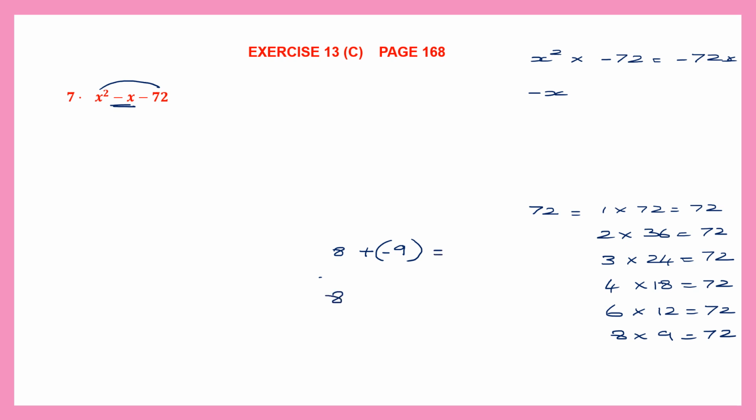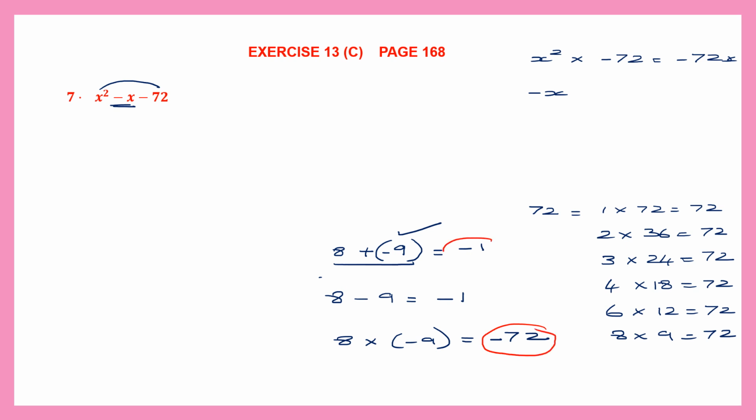So my next step will be when I open the brackets, 8 minus 9, and since the sign of the bigger number is minus, I put minus sign. 9 minus 8 is 1. So when I add up 8 plus minus 9, I get minus 1. If I multiply these same two numbers, that is 8 into minus 9, what do I get? Minus 72. So I'm able to get minus 72 and I'm able to get minus 1. So if I have to split this up, I have to split it up into 8 and minus 9.